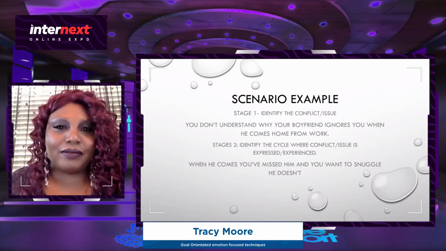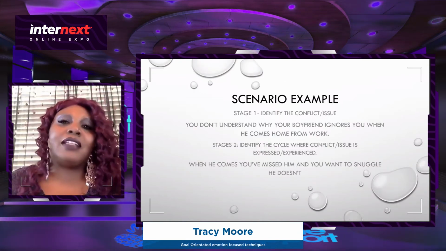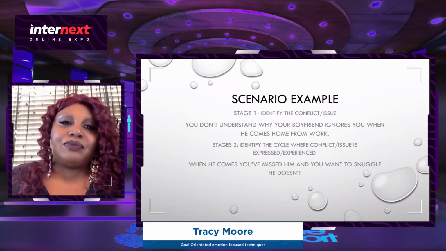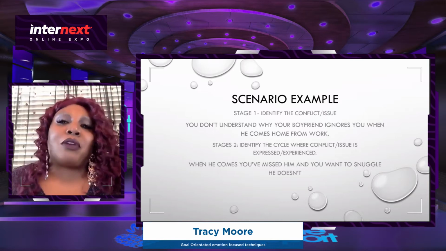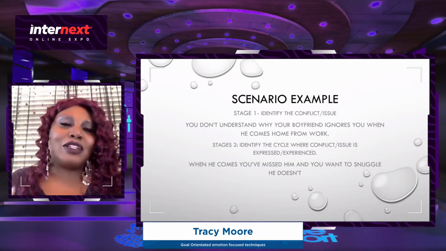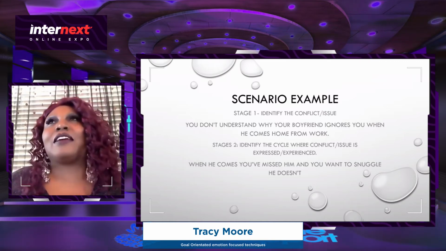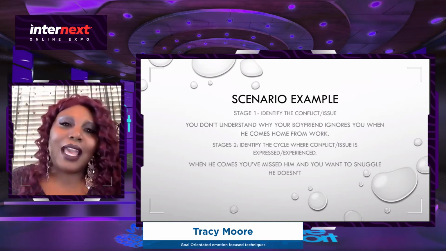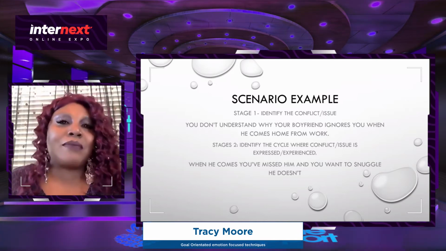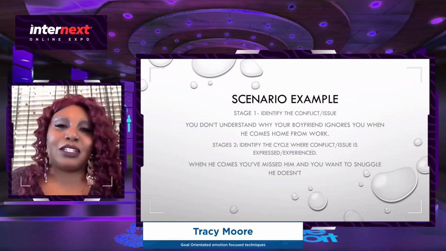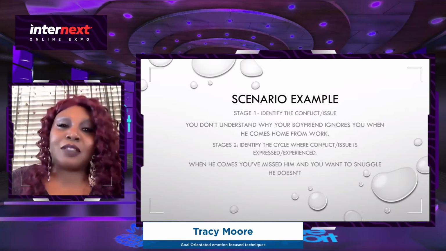Okay. So for example, stage 1, identify the conflict and the issue. Scenario example, you don't understand why your boyfriend ignores you when he comes home from work, right? So he comes home from work, he ignores you, and you're just like, man, why? I haven't seen you all day, right? I miss him. So stage 2, identify the cycle where the conflict issue is expressed and experienced.